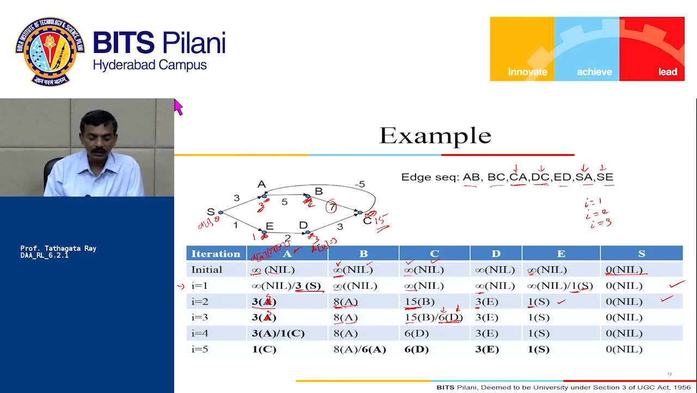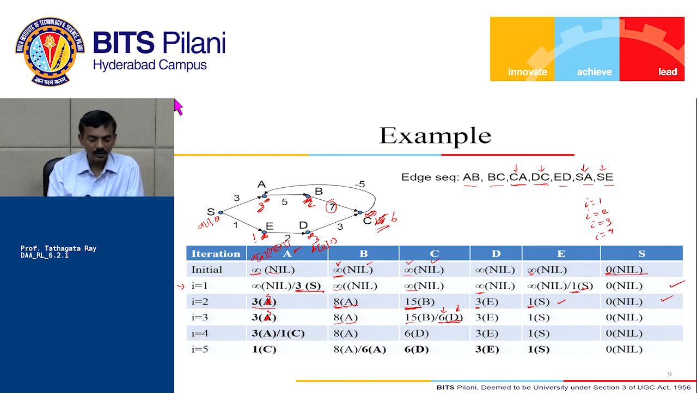Now ED. ED is 1 plus 2 is 3, same as this. So it's not going to change. SA, you can verify, that is also not going to change. Same as SE, also not going to change. Okay, fine. Then we move to I is equal to 4. So this C value, if you notice, C value is not anymore 15, it is now 6. And that's the interesting part.